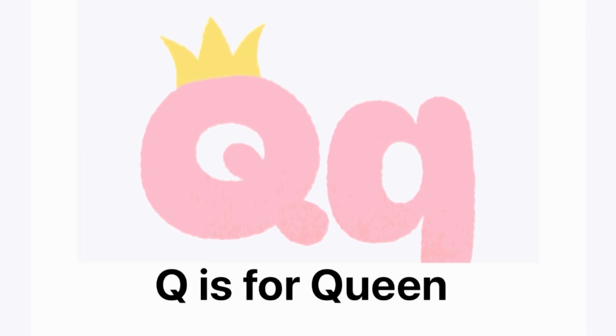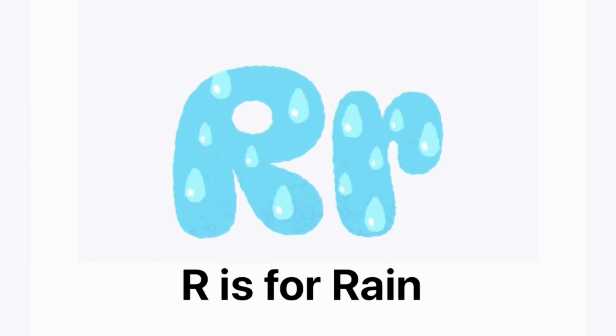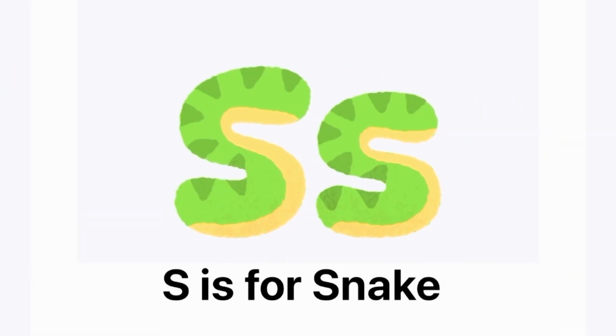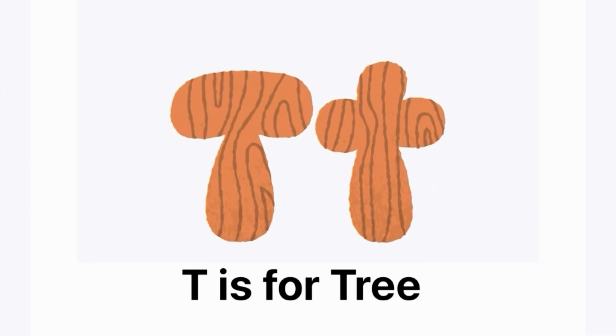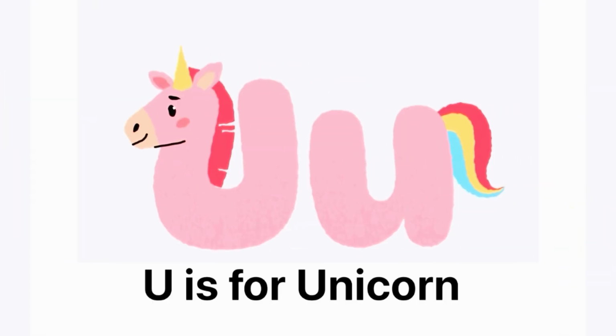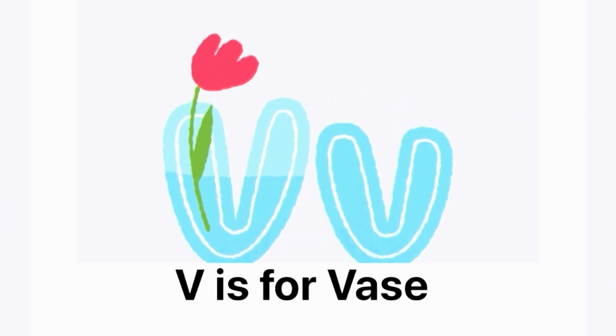Q is for queen. R is for rain. S is for snake. T is for tree. U is for unicorn. V is for vase.